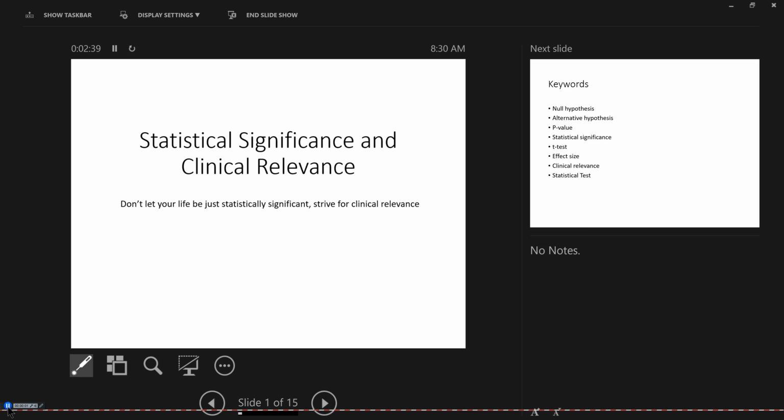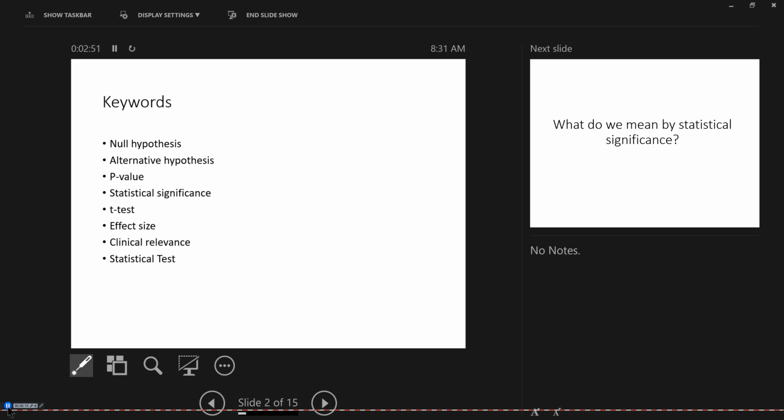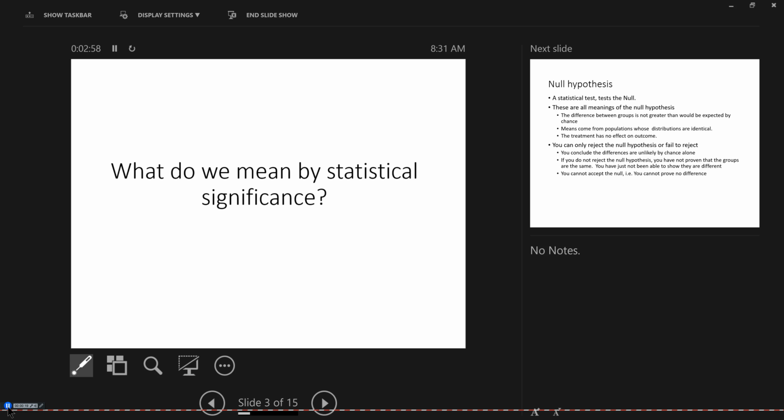So today we're going to talk about statistical significance, and last week we talked about clinical relevance. We'll just make sure we understand the distinction between the two. I have some keywords for you to know. Make sure you know the meanings of all those by the end of the day.